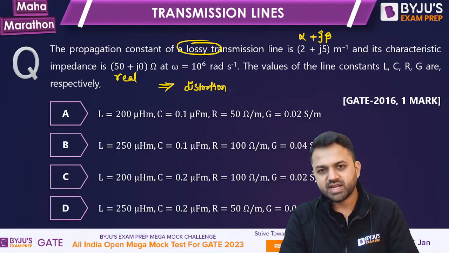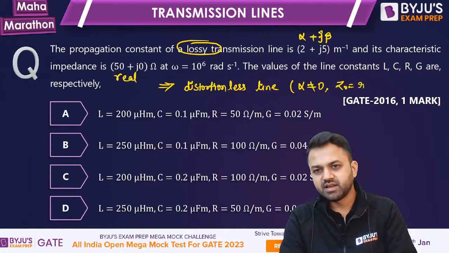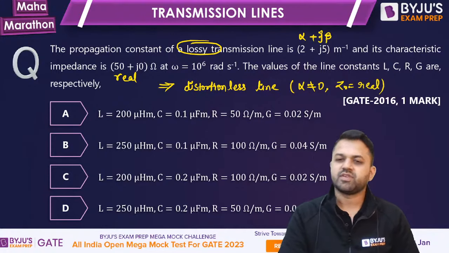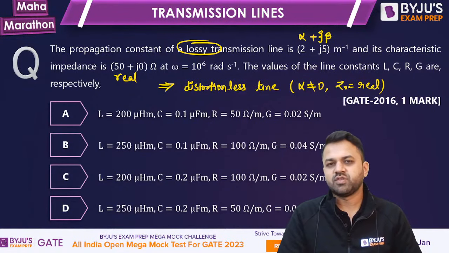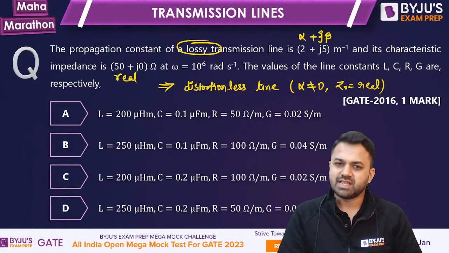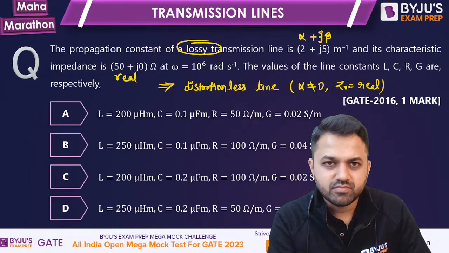Okay, why are we calling it distortionless? Understood? Because alpha is not equal to zero and characteristic impedance is real. So characteristic impedance real with alpha not equal to zero is a distortionless line, and alpha equal to zero is always a lossless line. Yes, so now let's solve this question.